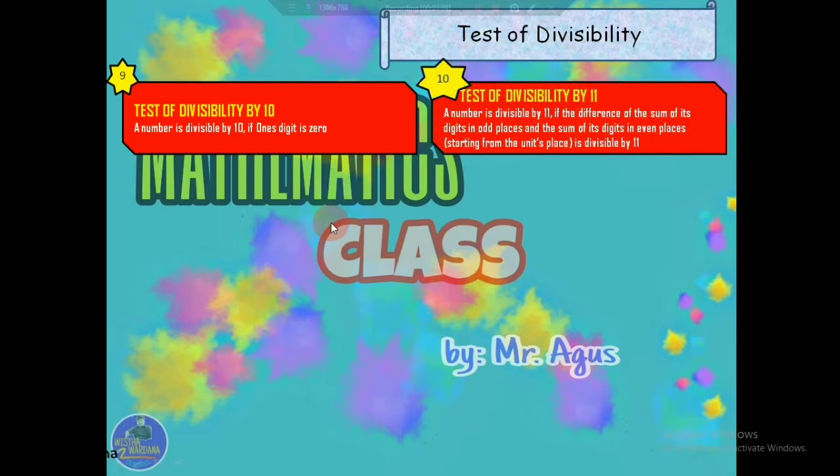Next, test of divisibility by 11. A number is divisible by 11 if the difference of the sum of its digits in odd places and the sum of its digits in even places, starting from the units place, is divisible by 11. So you have to separate the number given and add the odd places and the even places.